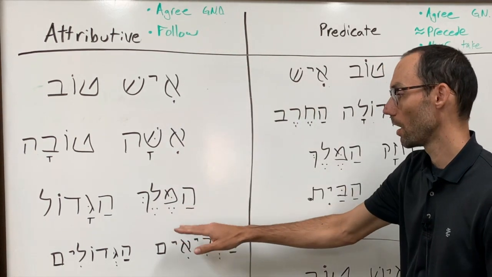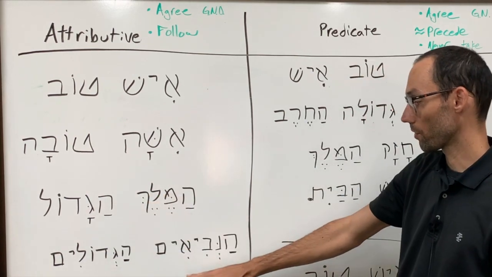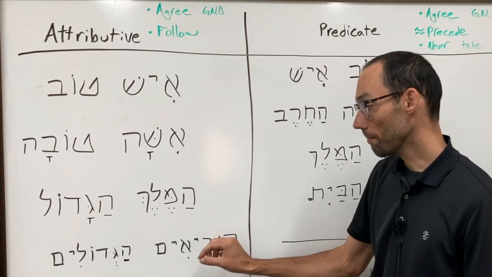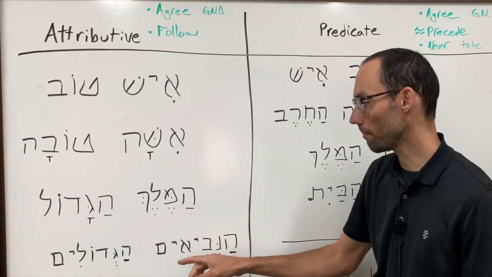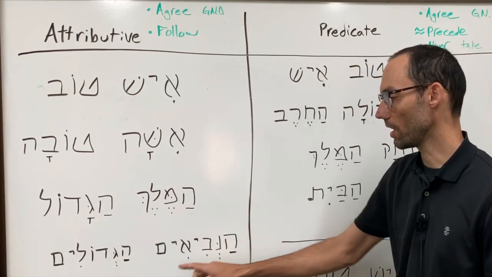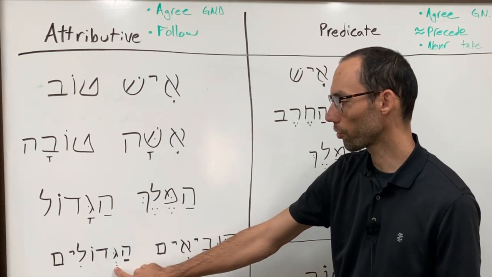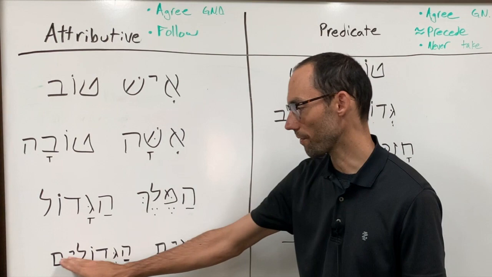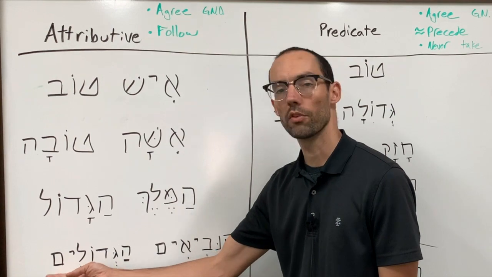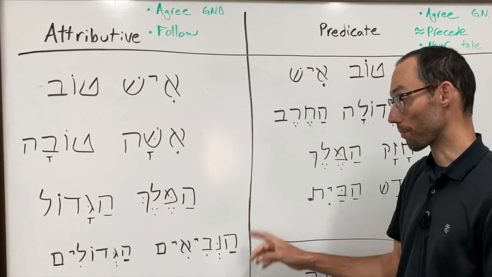Now we'll do the number. Hamelech Hagadol is the king, the great one. Now some number here. Hanaviim, the prophets. Hanaviim Hagidolim. Now the vowel shortens to a shva here because we've added an extra syllable, and so the pronunciation rushes to get to the end. So it's ha-gidolim, ha-gidolim. So it's the prophets, the great ones.